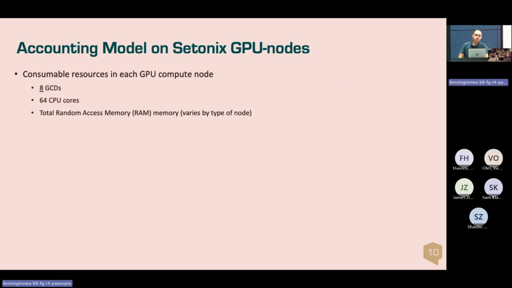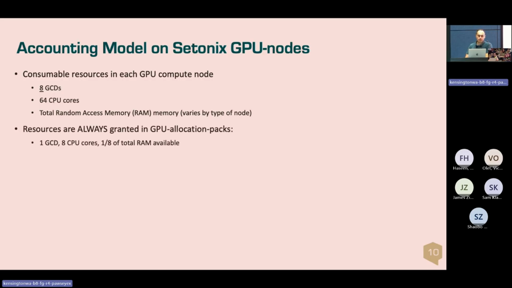On GPU nodes, things work similarly, but with the added complexity that you now also have GPUs. You not only have CPUs and RAM, you also have GPUs. And given these are GPU nodes, what we want is that people use them for the GPU. So the main resource to be used on a GPU node is the GPU.